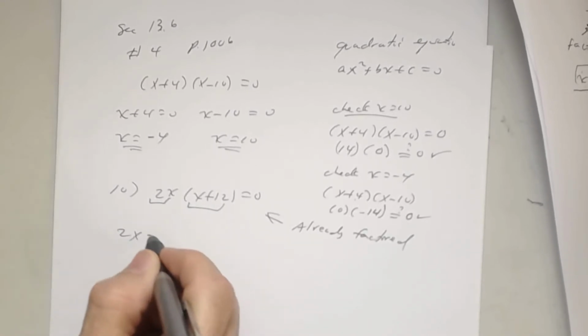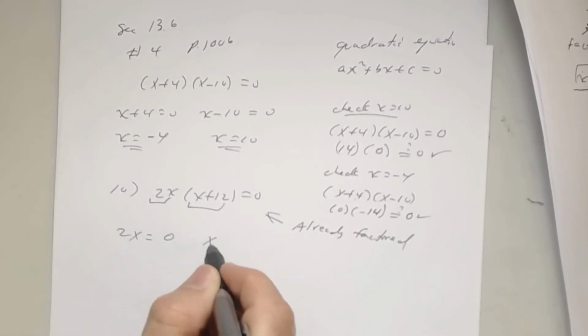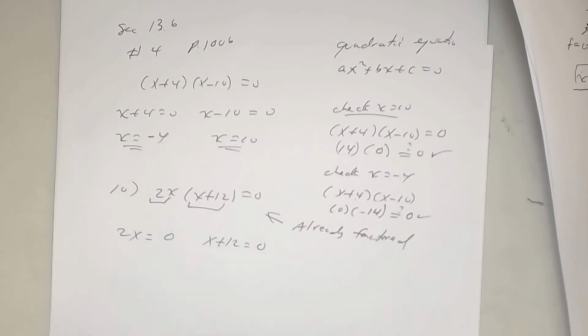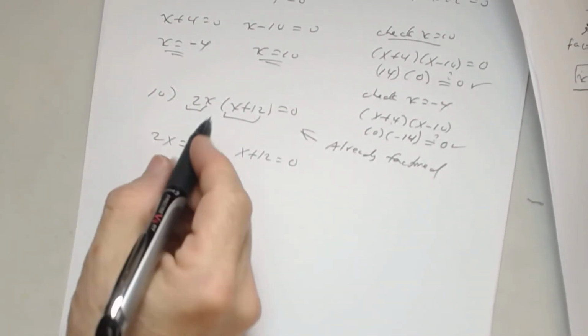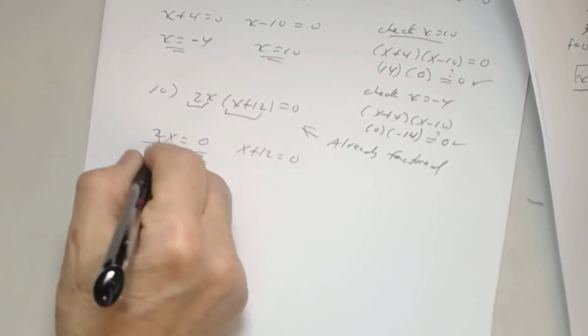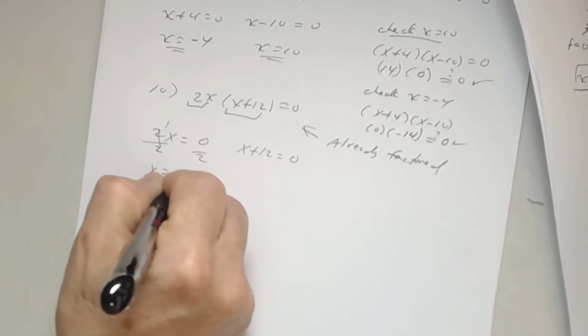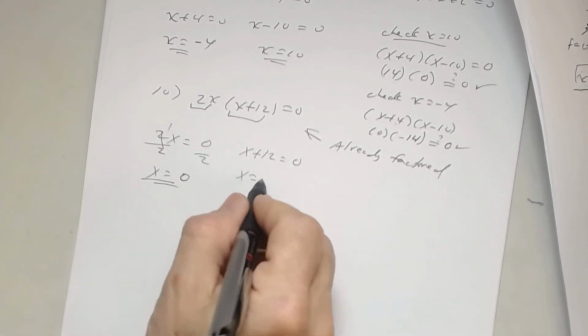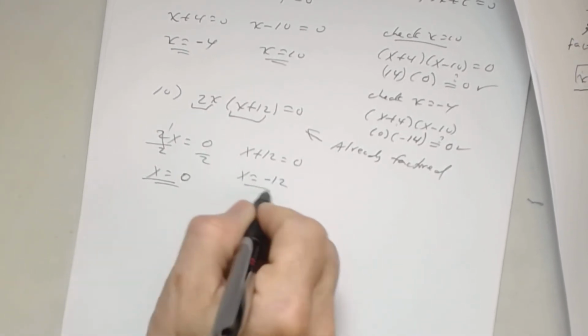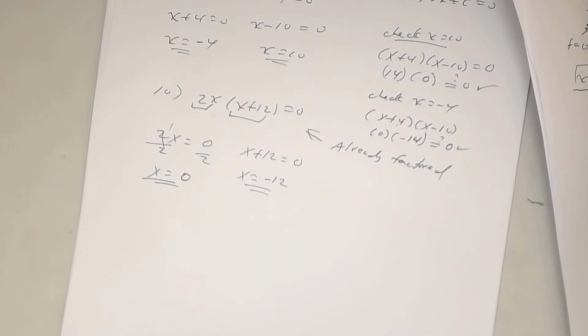So you'd say 2x equal what? 0. And then x plus 12 equal what? 0. So how to get x by itself over here, though? Divide by 2. So what's one of your solutions? 0. Over here, what's the other one? Negative 12. So here's your two solutions.